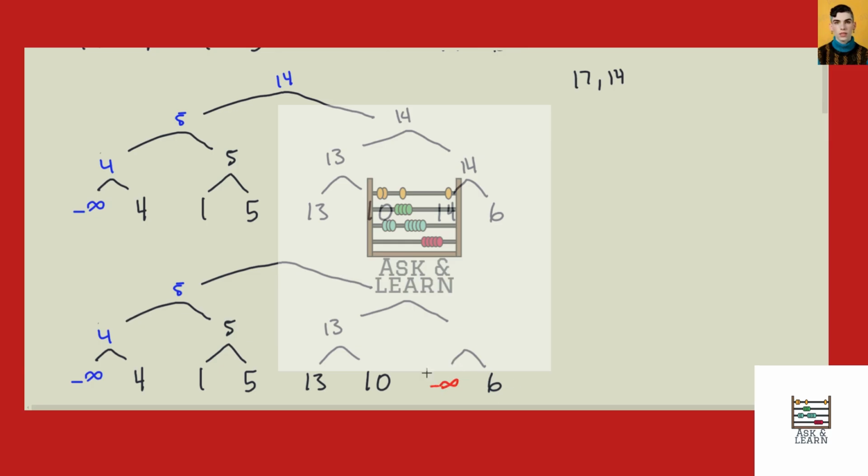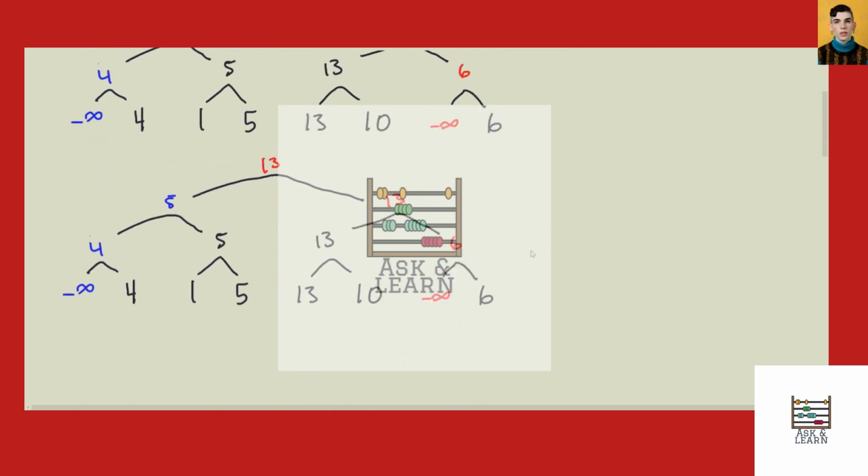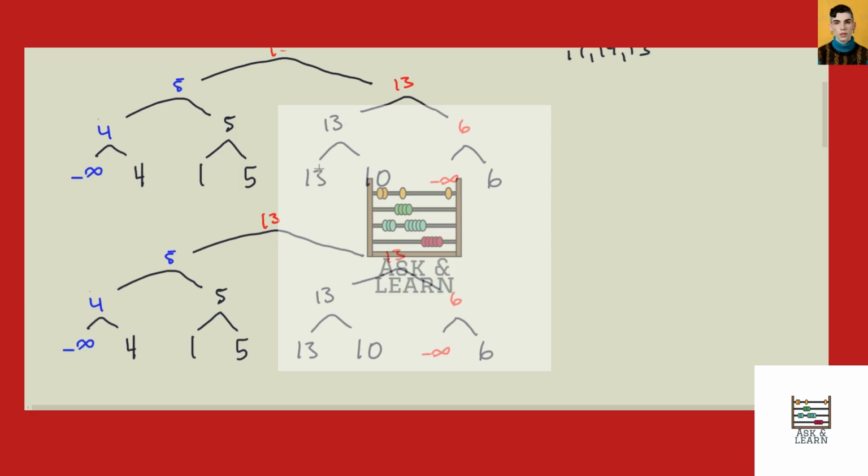All right, so negative infinity versus 6. Remember, negative infinity we're assuming is smaller than all other values, so 6 wins. And 6 versus 13, well, 13 wins. And then 5 versus 13, 13 wins. So that means we'd have 17, 14, 13 for our ordering so far. Now again, we replace 13 with negative infinity and repeat this. So erase all of the 13s, and now we put negative infinity down here.